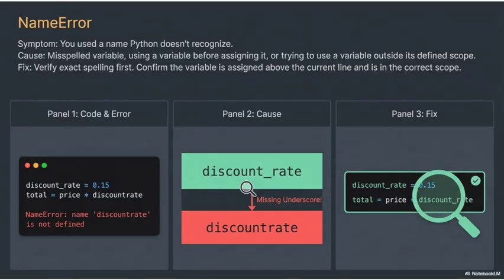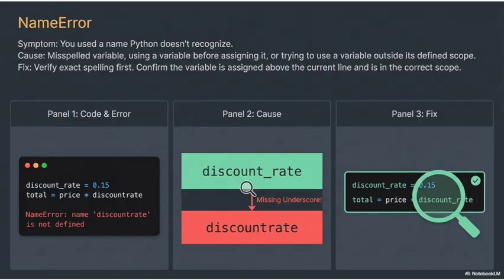In the example, discount_rate = 0.15 was defined, but then referenced as Discount_rate with a capital D. One capital letter creates a completely different name that Python has never seen. The fix is always to verify the exact spelling.